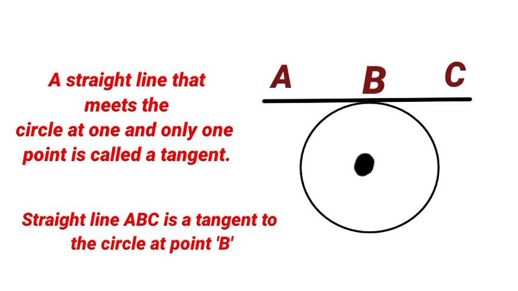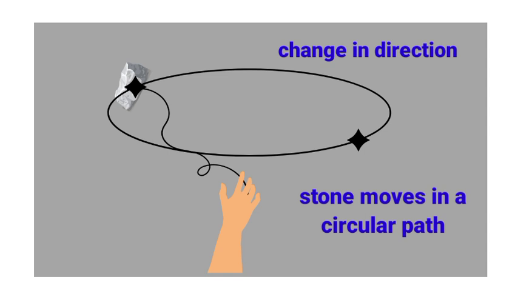A tangent means a straight line that meets the circle at one and only one point is called a tangent to the circle. Straight line ABC is a tangent to the circle at point B. So in this activity you can observe that as the stone is moving, the direction is also changing. The body is moving along the circular path and the force is acting towards the center.